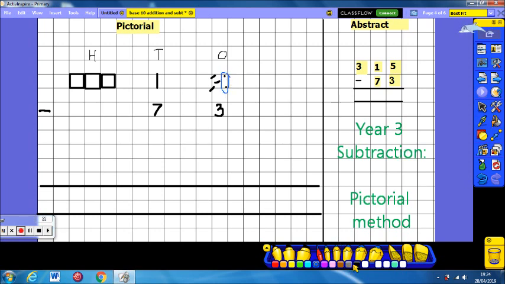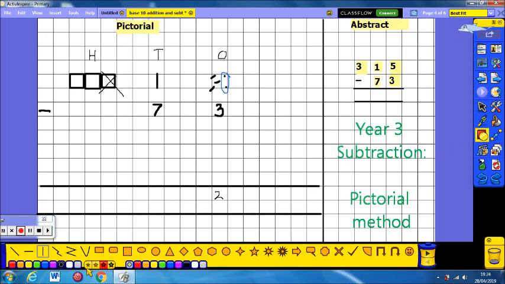Quite clearly you can see that I've got 2 ones left. So I am going to write the 2 in the correct column, so it's 2 ones. Next I'm going to go to the tens column. I've got to take 7 tens away from 1 ten, which of course is more tricky. So what I'm going to do is exchange 100 for 10 tens. To do this, I need to draw 10 tens in the tens column.